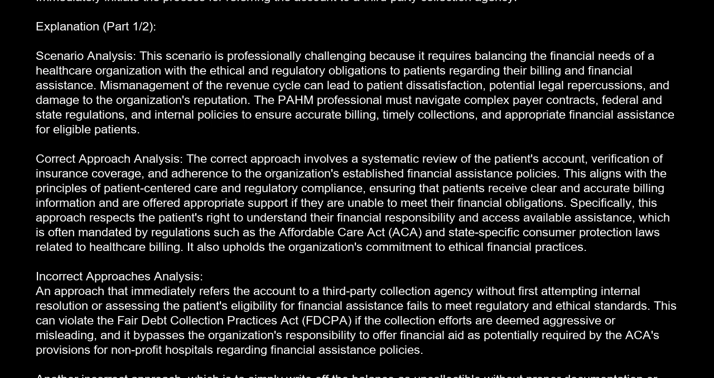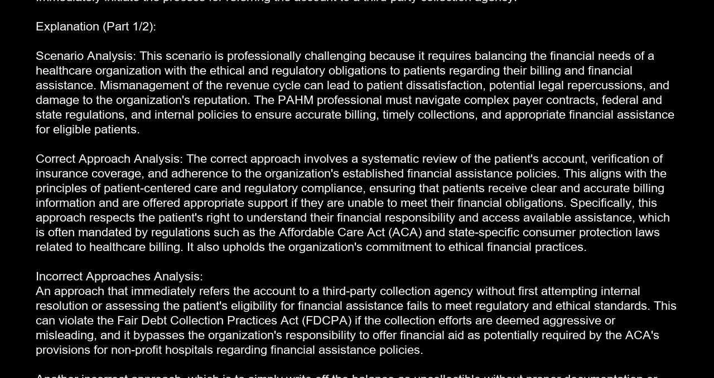Explanation: scenario analysis. This scenario is professionally challenging because it requires balancing the financial needs of a healthcare organization with the ethical and regulatory obligations to patients regarding their billing and financial assistance. Mismanagement of the revenue cycle can lead to patient dissatisfaction, potential legal repercussions, and damage to the organization's reputation. The PAHM professional must navigate complex payer contracts, federal and state regulations, and internal policies to ensure accurate billing, timely collections, and appropriate financial assistance for eligible patients.